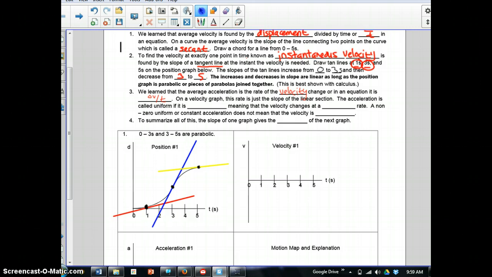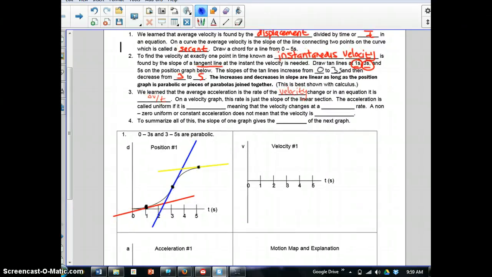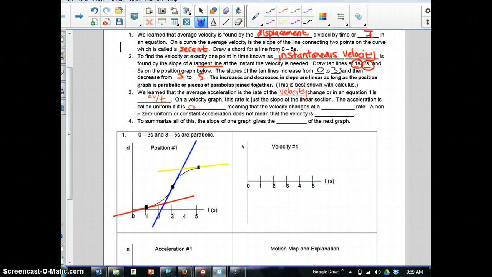So on a velocity graph, this rate is just the slope of the linear section. The acceleration is called uniform if it is constant, meaning that the velocity changes at a constant rate. That's what we were saying before. The rate at which this slope is changing is constant.